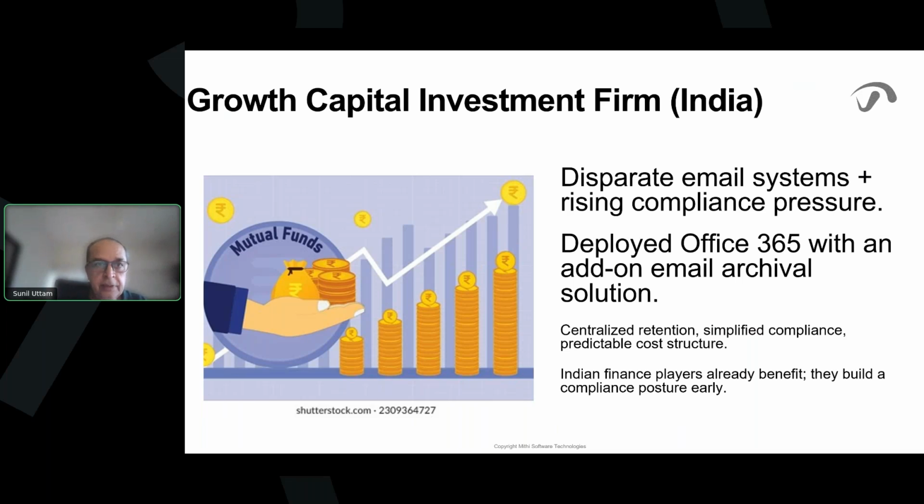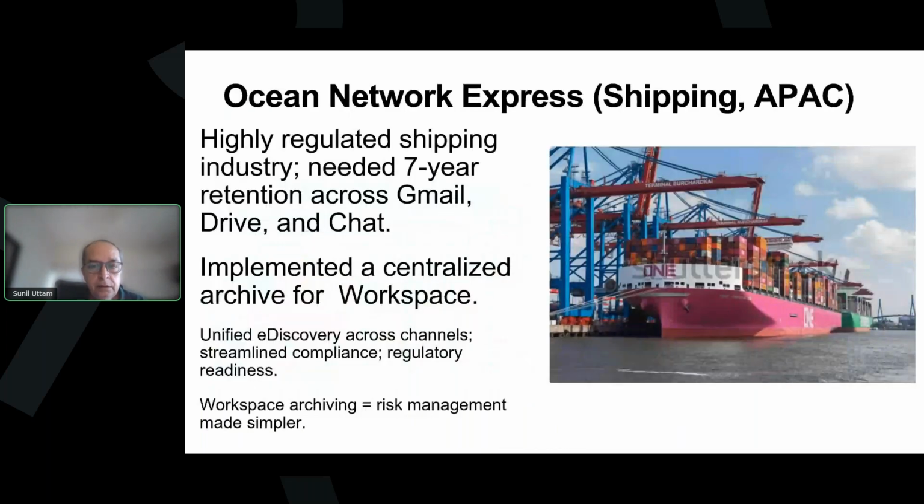This is Ocean Network Express. It's a shipping firm or a logistics firm, right? They're very highly regulated. They needed 7-year retention across Google Workspace. So they did a centralized archive for Google Workspace, right, which took Drive, chat, and email all in one with a unified discovery across the channels. This is what helped them keep the data for 7 years and the ability to search. So it just elevated their entire posture again.